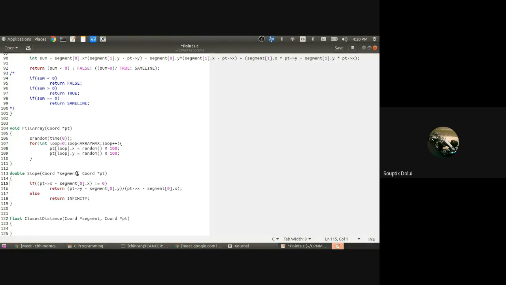So basically, if the fabs of PTX minus segment 0x is greater than an epsilon, then I would have returned an infinity. Epsilon, we could have taken as any other value which you would have defined. So it can be 10 to the power of -4 or 0.001, that you could always take.